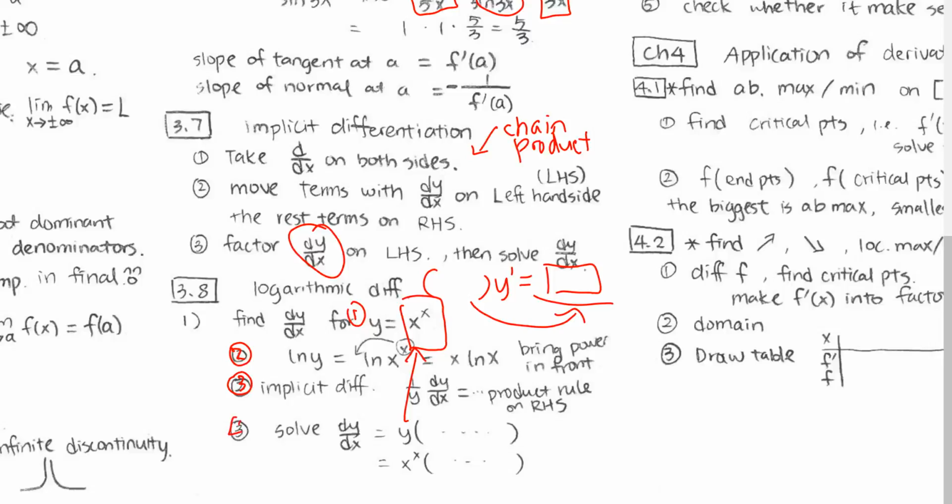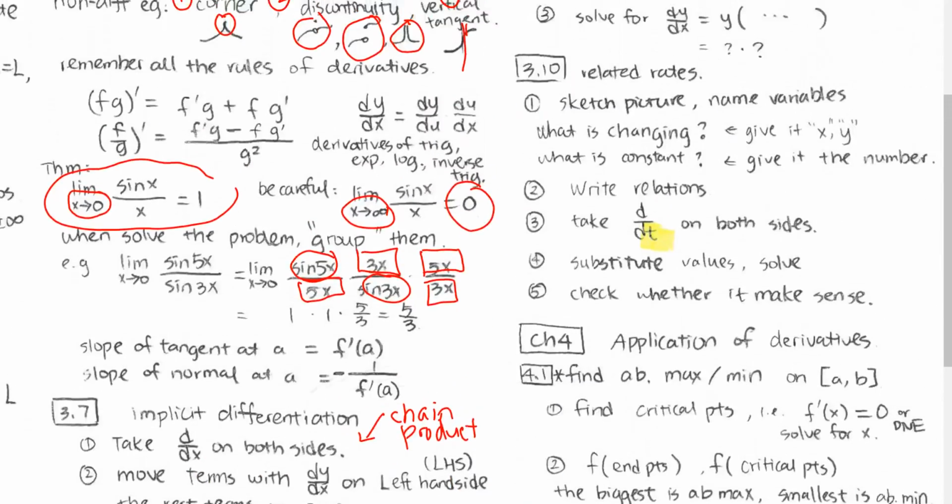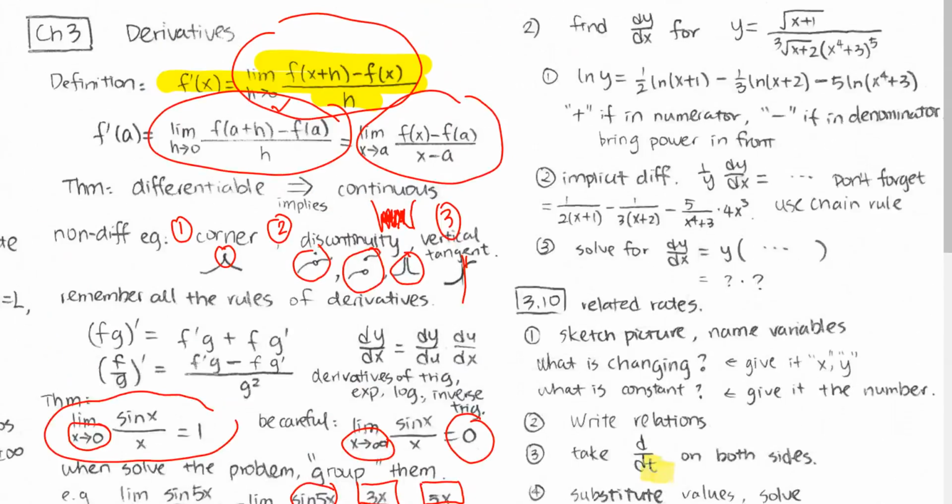Okay, so those are the 4 steps. And then the second type is when we have a complicated quotient, like this example, right? And you use the property of natural log. When the factor is in the numerator, you add it. When the factor is in the denominator, you subtract.